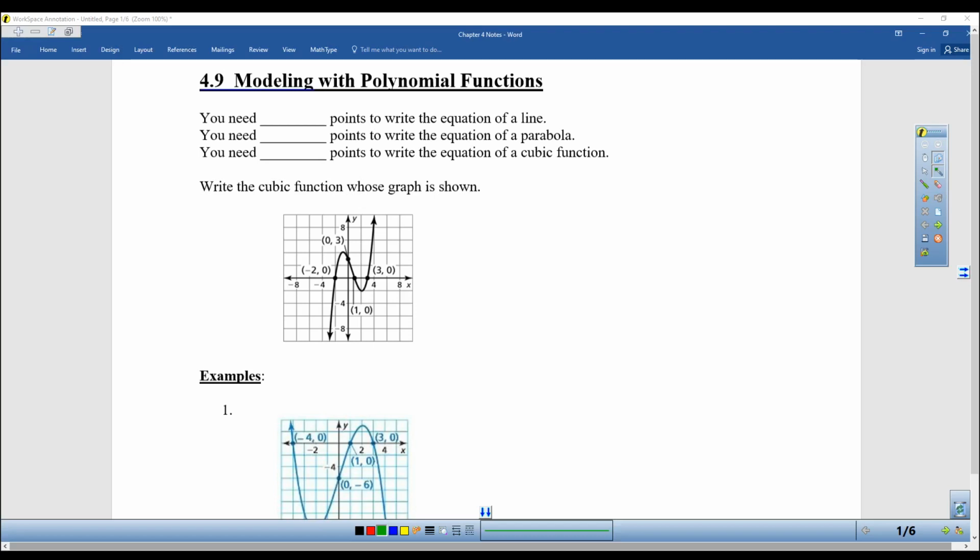Hello everyone and welcome to Algebra 2, section 4.9. Today we're going to be modeling with polynomial functions.